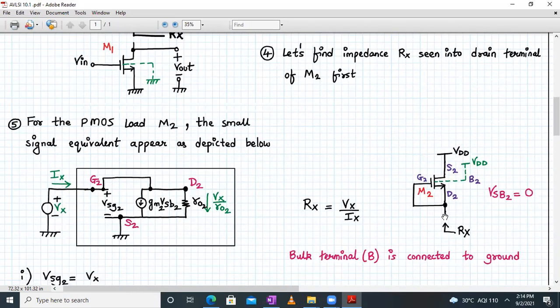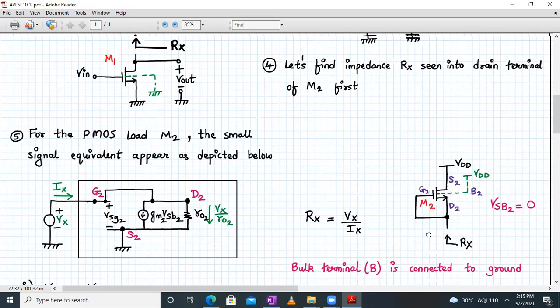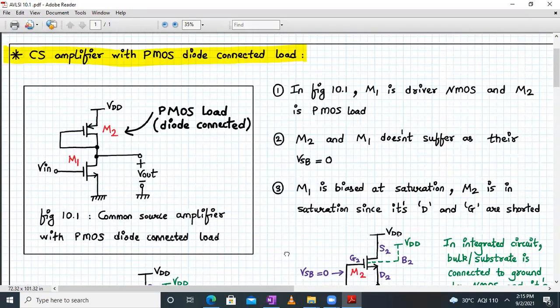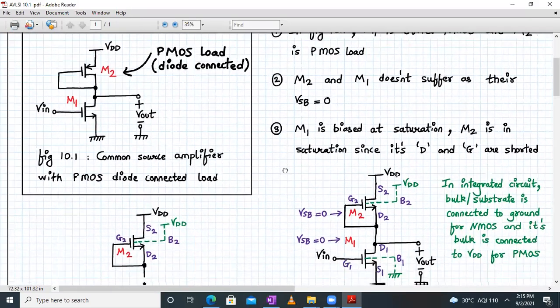So what do we have over here? We have VSB2 equal to 0, correct? So let's try to draw the, I think this is slightly wrong. This is not correct. Something is wrong over here.